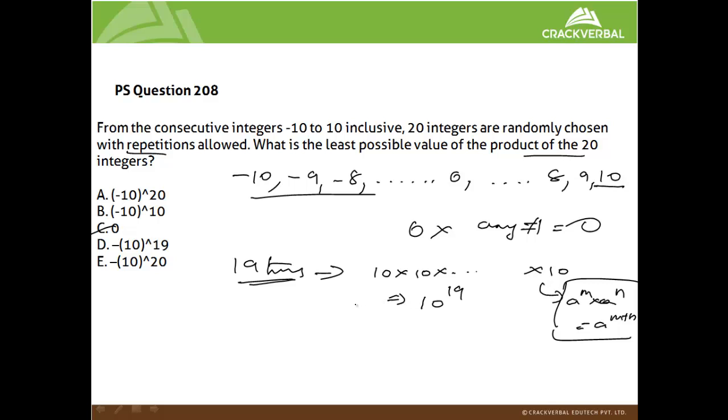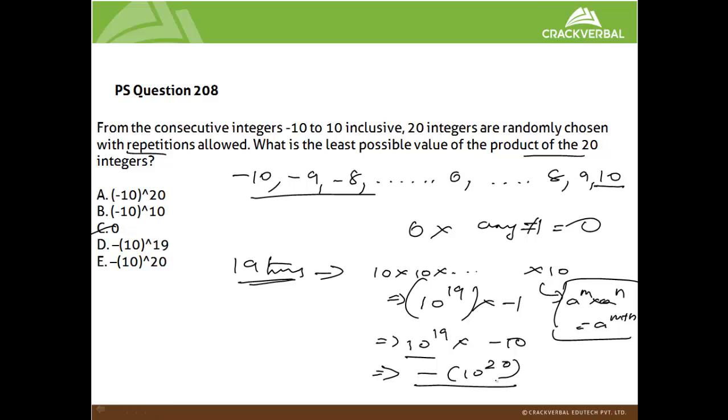Now for the 20th number, if I pick some negative number, then my product would be the least, because positive into negative would be negative. Here people think about picking minus 1. Minus 1 is not the least, right? If you compare minus 1 or minus 10, minus 10 is the least value. So in that case 10 power 19 into another minus 10 will make the entire product negative. Positive into negative, 10 power 19 times 10 power 1 is nothing but 10 power 20 with a negative sign. So the answer has to be E, eliminating all the other answer choices.